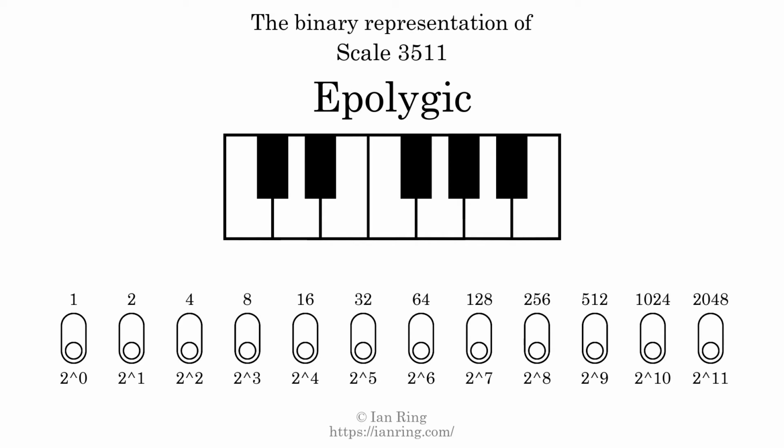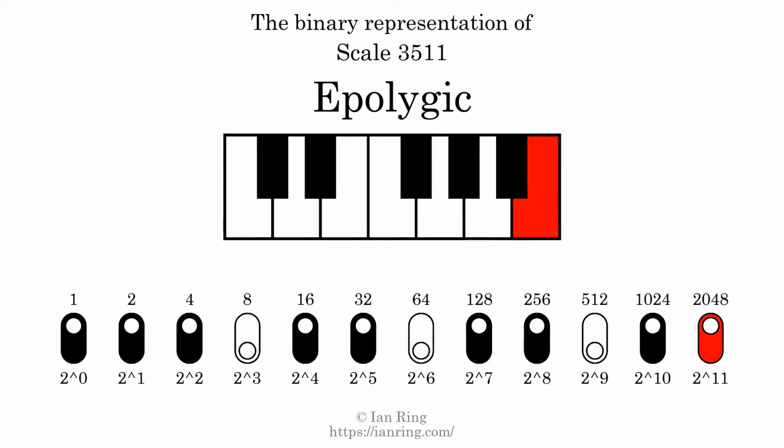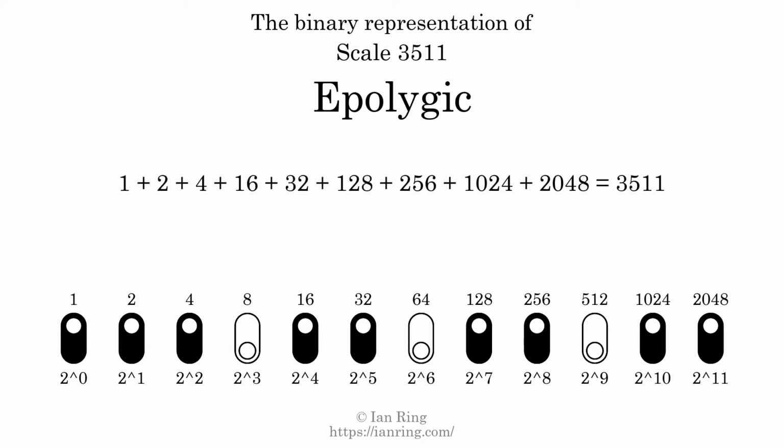The binary representation of this scale is determined by mapping tones of the scale to binary digits. Each binary digit represents a power of 2. To get the scale number, we add the powers of 2 together. The powers of 2 that are present in the scale, all added together, equals 3511. That is why the scale number, in decimal, is 3511.